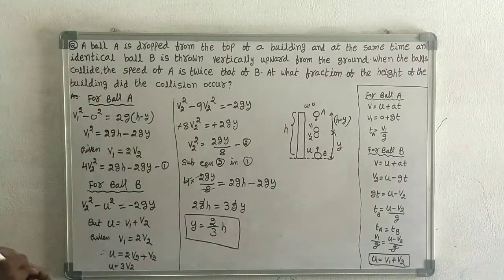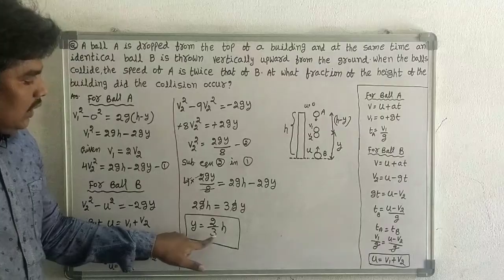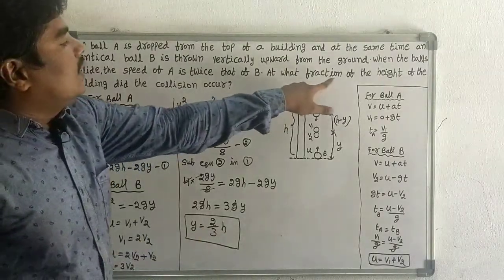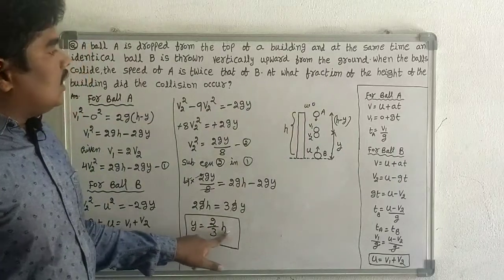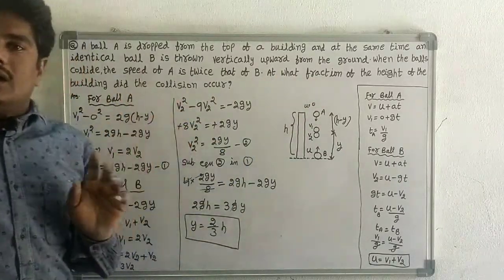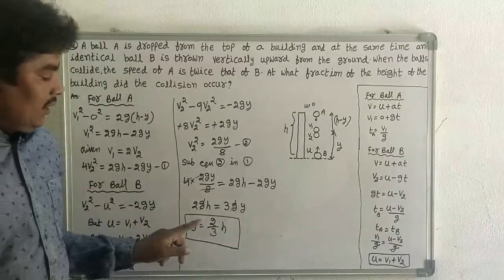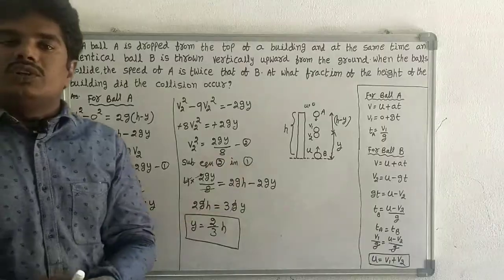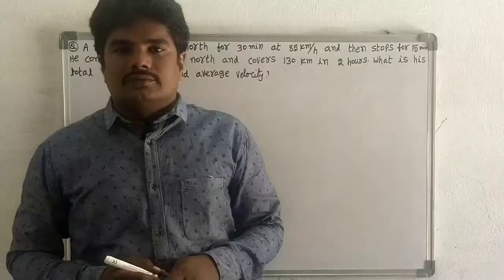So the answer is 2/3 of the height of the building. The collision occurs at 2/3 of the height of the building.